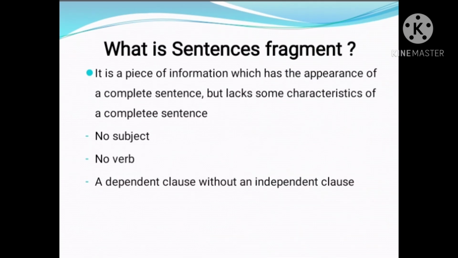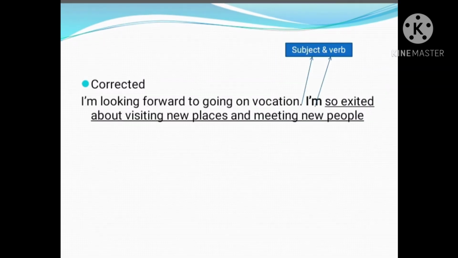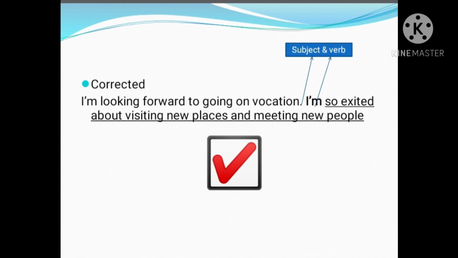What are sentence fragments? A fragment is a piece of information which has the appearance of a complete sentence but lacks some characteristic of a complete sentence: no subject, no verb, or a dependent clause without an independent clause. Example, no subject: I'm looking forward to going on vacation, so excited about visiting new places and meeting new people. Corrected: I'm looking forward to going on vacation. I'm so excited about visiting new places and meeting new people.